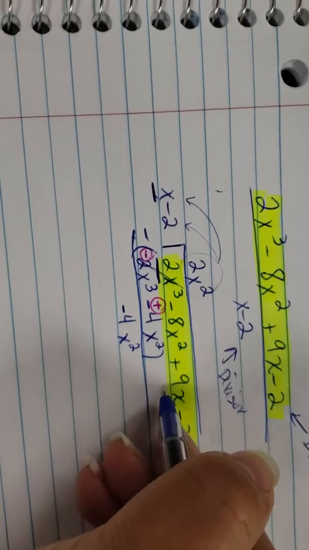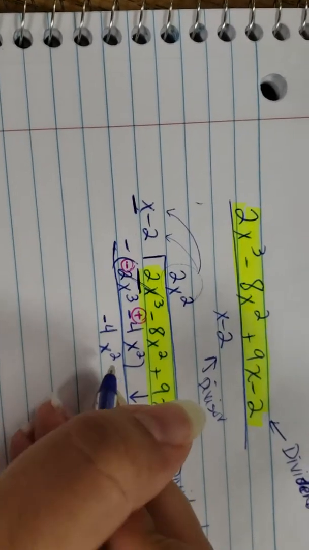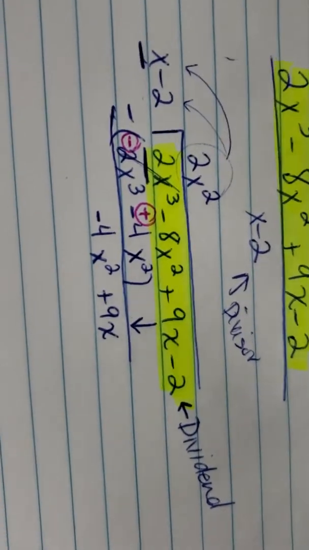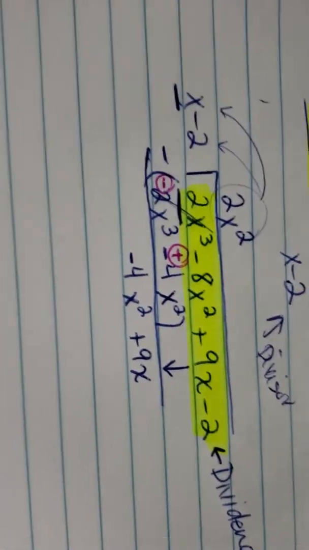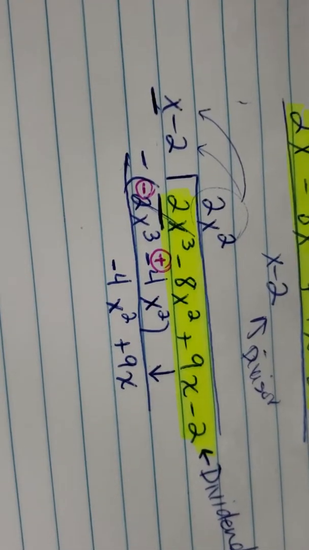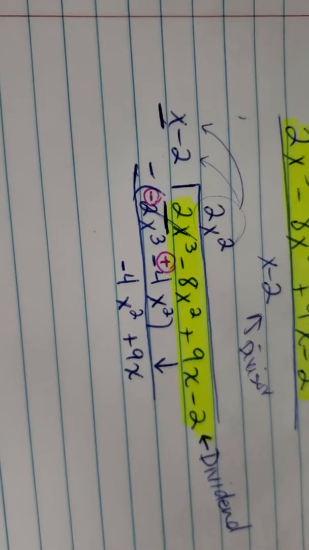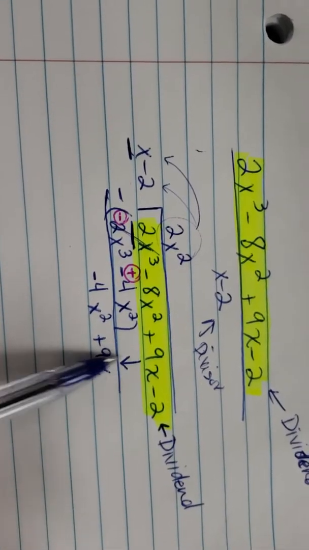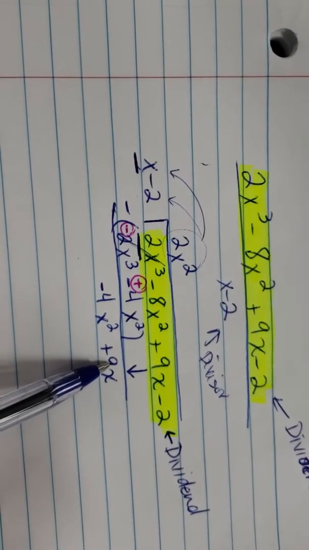After that, we're going to bring down the next term, so plus 9x. And I noticed that in your notes, you brought everything down. You can bring everything down. I don't do it that way because it feels a little cluttered for me, but it's up to you. So I'm going to do it just one term at a time. So I'm going to bring down the plus 9x.